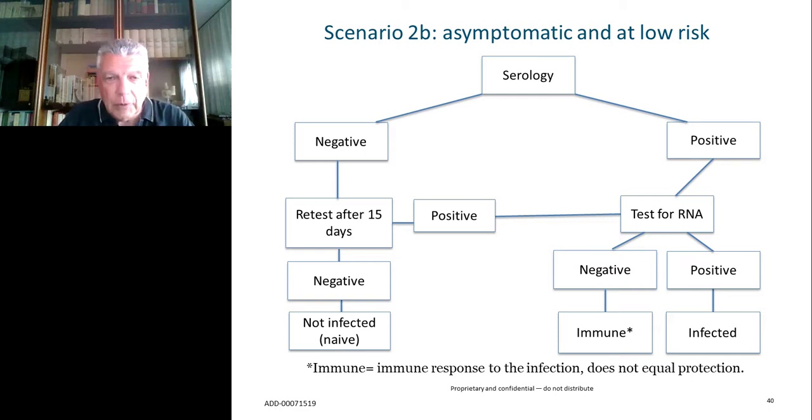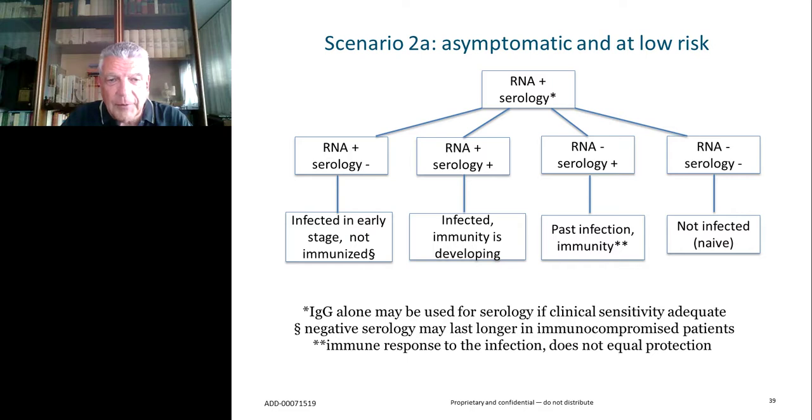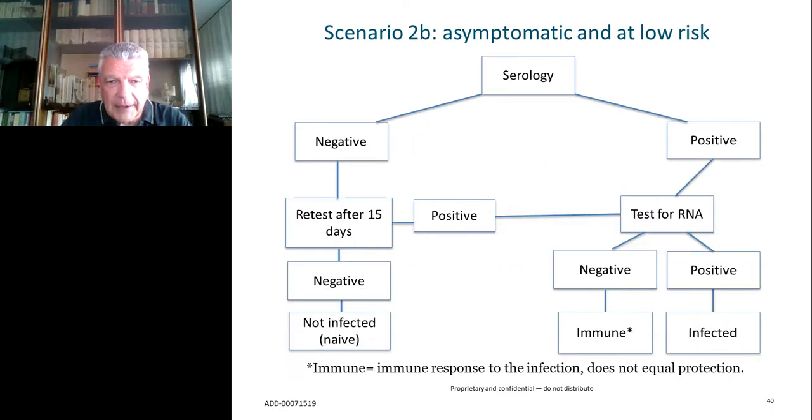Again, there is no rule, but you may consider testing for RNA here in order to be sure that the person is not still infected. And if not, of course, this person is immune with the same indication as before, that is immune, whereas the immune response to the infection does not equal protection.